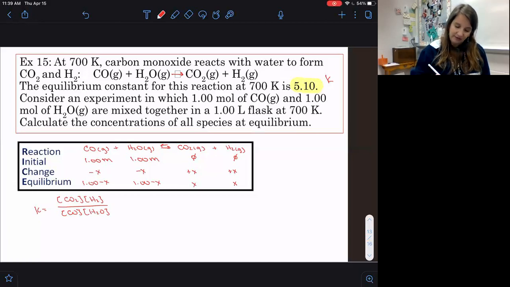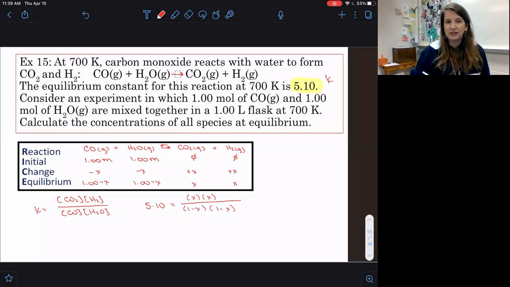So our K was given to us in our problem, so it's 5.10. And our values for our products are X and X. And then we're plugging in our equilibrium row here because this is our equilibrium expression. So then on the bottom, we're going to have 1 minus X and 1 minus X.